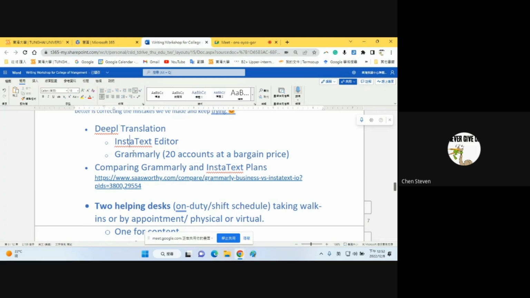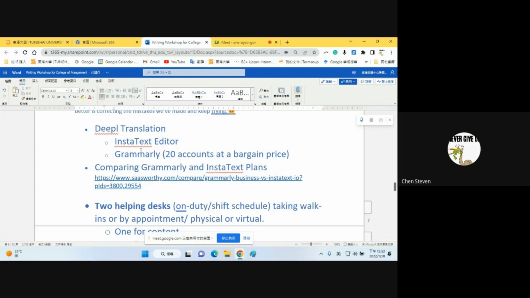Another option: Chinese becoming English, and now they have to improve the quality of the English, right? So they could go to Instant Text Editor. It charges like 4,000 per year. Students do not have that much money, I know, which connects to what I'm going to propose to you. Grammarly Premium is also 4,000 a year.